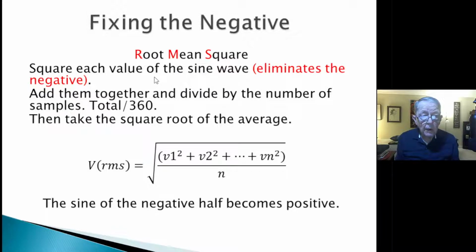So what is done is you square each value of the sine wave, for both the positive and negative sides of the sine wave. By squaring it, it gets rid of the negative. Nice, neat little trick. You add them together and divide by the number of samples, which, for example, would be 360 degrees for a full wave. Then you take the square root of that, and you get volts RMS, or root mean squared. So square the first angle, angle 1, angle 2, all the way out to angle 360, divide by 360, and you get this 0.707 times the peak.